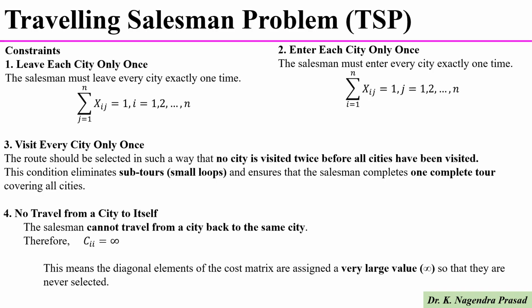So let's see the last constraint: no travel from a city to itself. The salesman cannot travel from a city back to the same city. Therefore, Cii equals infinity. This means the diagonal elements of the cost matrix are assigned a very large value so that they are never selected. So these are the constraints of the traveling salesman problem.